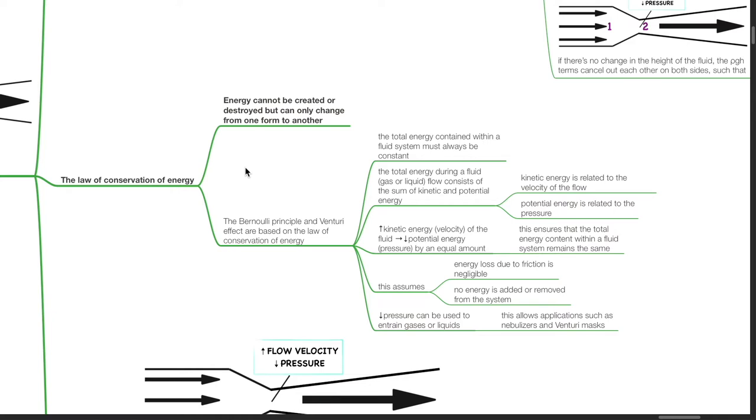This assumes that there is no energy loss due to friction, and no energy is added or removed from the system. Reduction in pressure can be used to entrain gases or liquids. This allows applications such as nebulizers and Venturi masks.